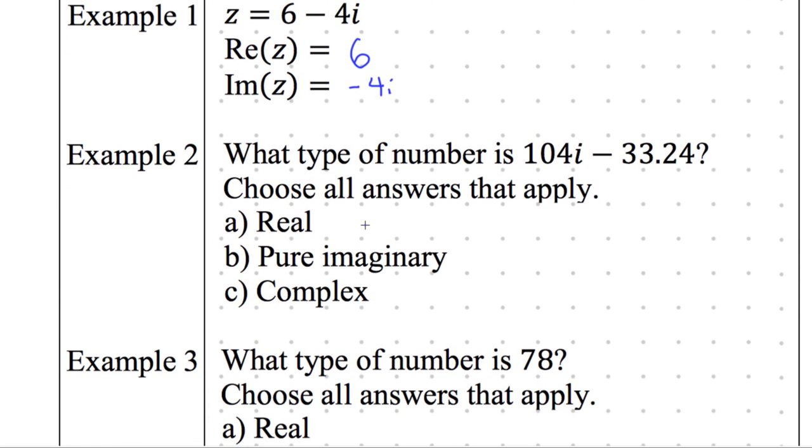All right, here's another type of question that you might encounter. What type of number is this? 104i minus 33.24. And I'm choosing all answers that apply. I could choose all three, I could choose one, I could choose two. What do you think? A and B, B and C, A, B and C, just A, just B, just C.